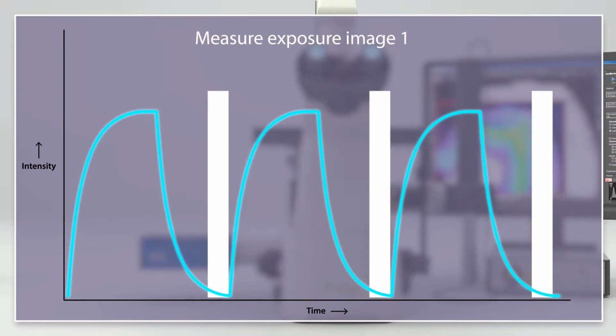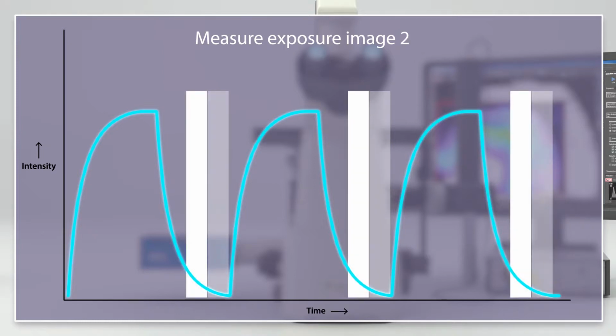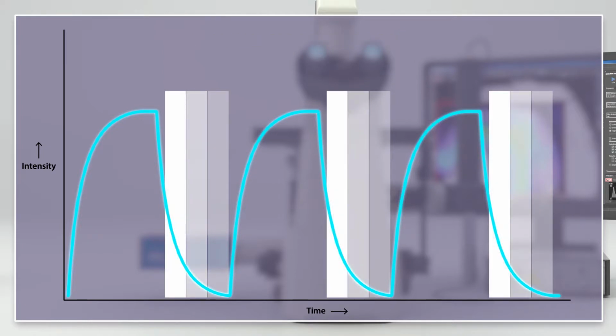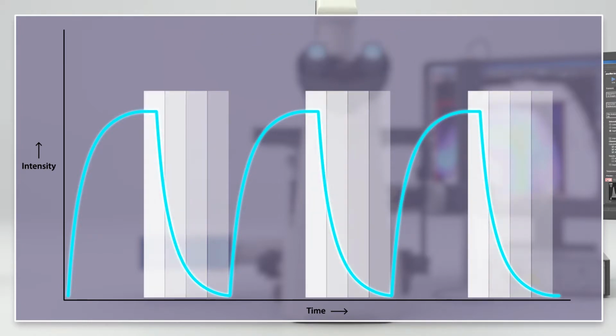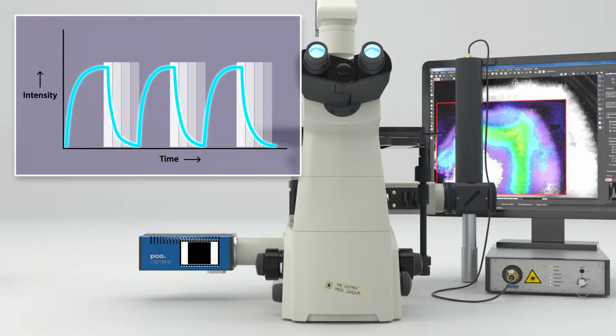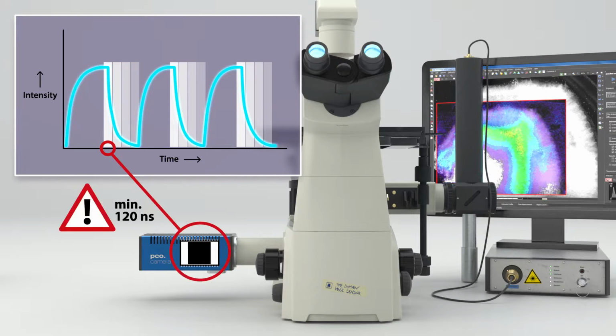Repeatedly integrating over the same narrow section of the decay curves leads to the first image. Then, the integration interval is slightly shifted to integrate over another section of the decay curves, giving the second image. This section-wise integration is repeated until the whole decay curve is sampled. The limitation of this approach is the shortest possible exposure time of image sensors. The shortest known exposure time at the release date of this video is about 120 nanoseconds.